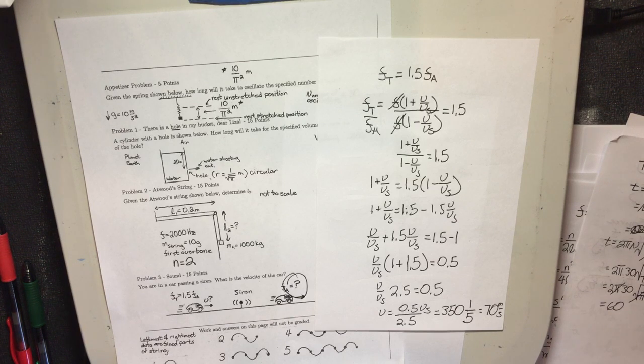Oh, I factor out a V over VS. V over VS times 1 is V over VS. 1.5 times V over VS. I would have just flipped that equation. I would have written FA over FT, 1 minus V over VS over 1 plus V over VS, is equal to V1. So it would just flip.